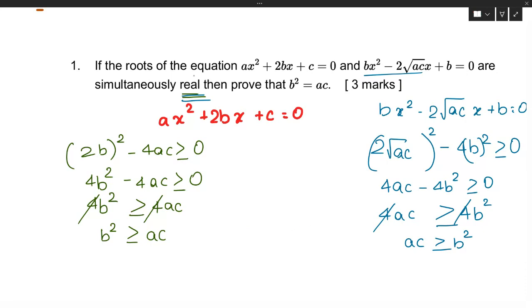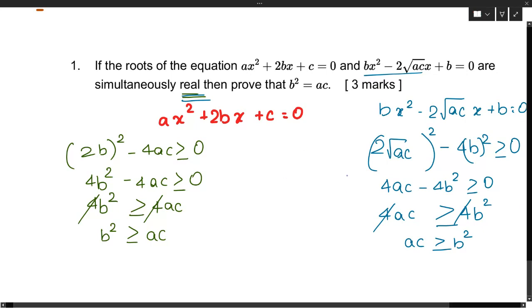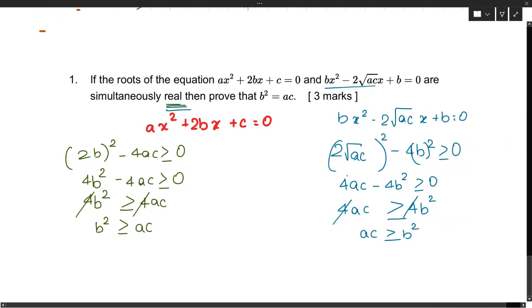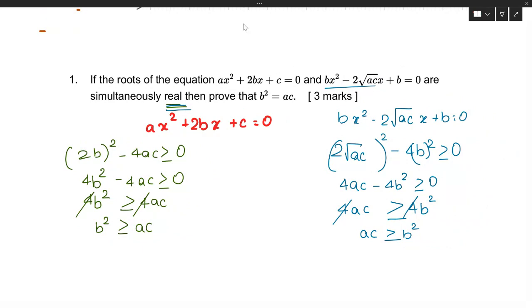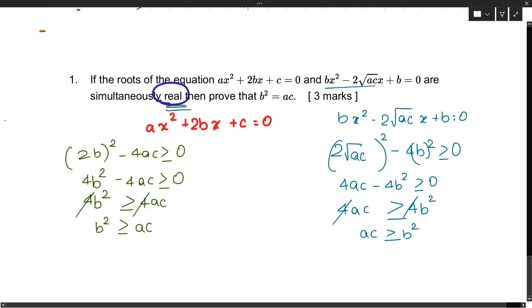Then it is not real, na? No, when it is greater than and equal to 0, then only it is real. But they have already given in the question that they are real. That means D is greater than and equal to 0. We have to prove that b square is equal to ac.